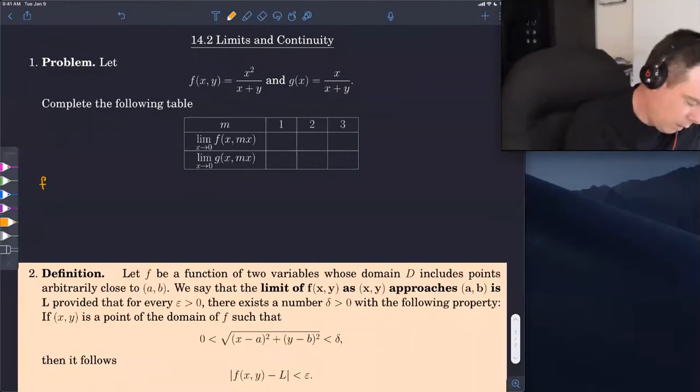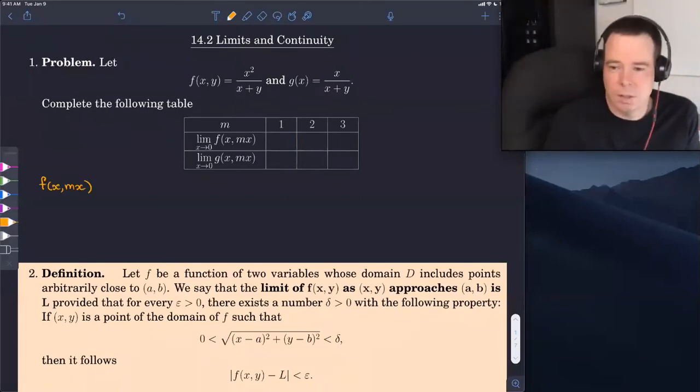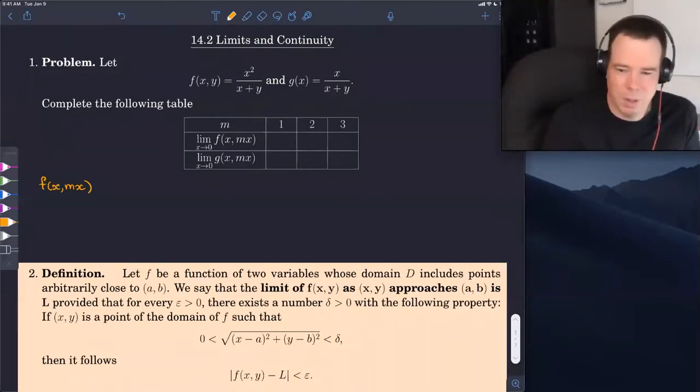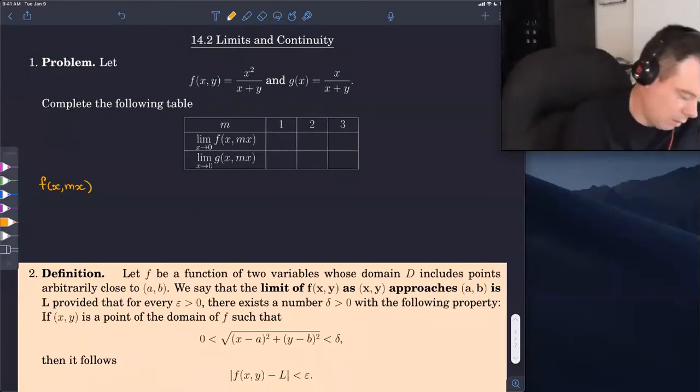So I'll write down what f of x, mx is. m is just some arbitrary constant. We haven't specified what it is, so it's just some constant. It could be the value 2, it could be the value pi, it could be the value 1032. It doesn't matter, it's just some constant, it's not changing. The limit is with respect to x. x is the thing we're imagining changing. So this is x squared over x plus mx.